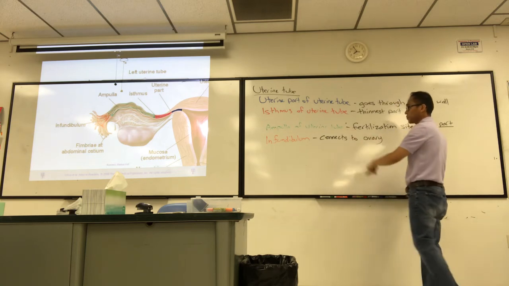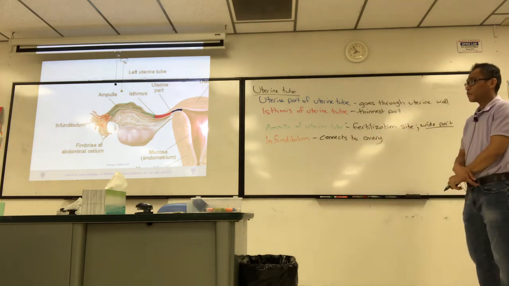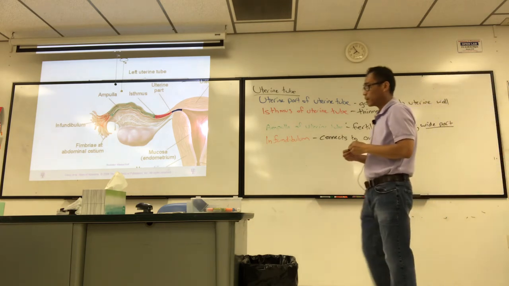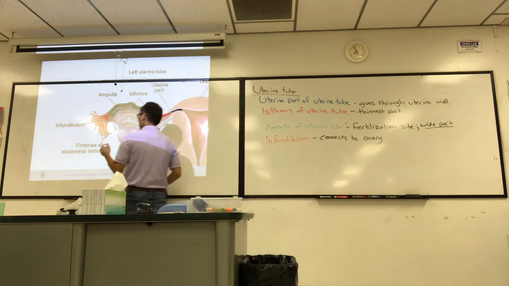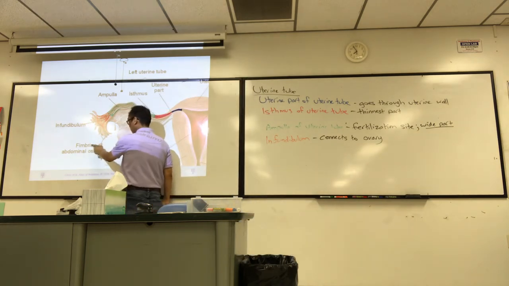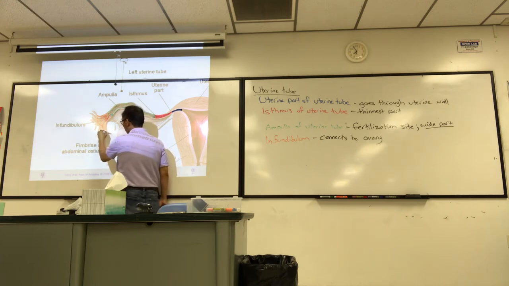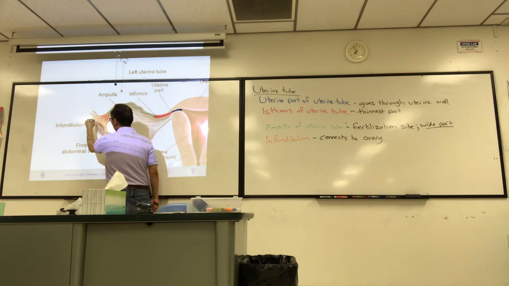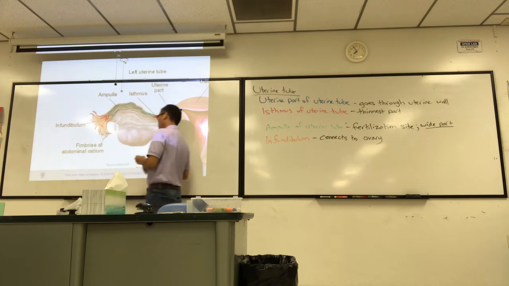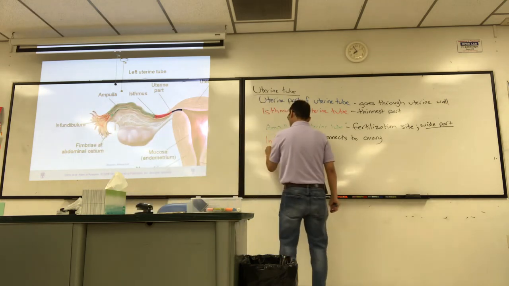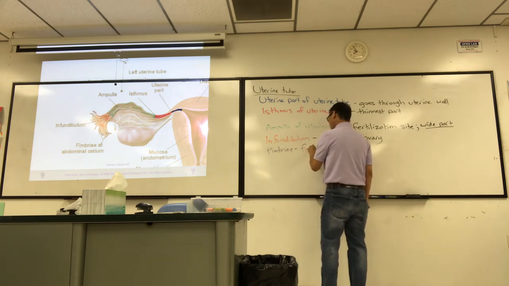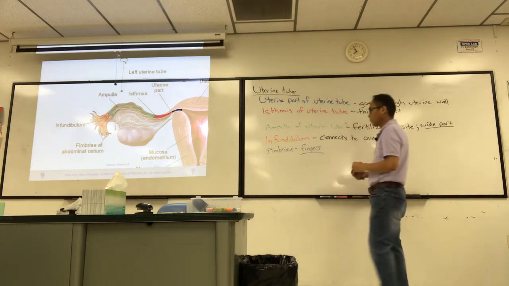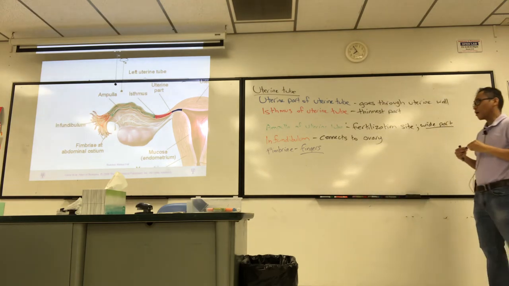Next, the ovary. Although in this picture, they kind of draw it off the ovary. Those little finger-like projections at the very end are called infundibulum. I'm sorry, brain fart this month. They're called fimbriae. So let me just draw these little finger-like projections. Those are fimbriae. Fimbriae means fingers. So that's kind of what they are.